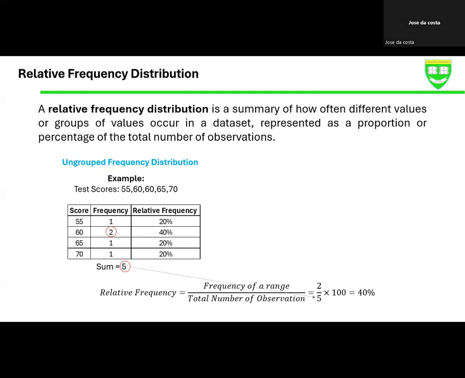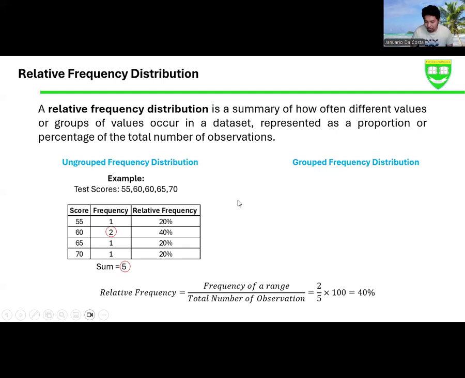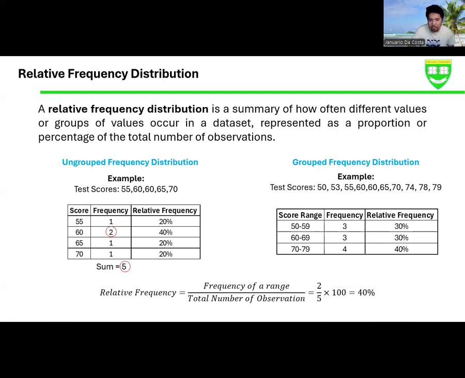Yes, teacher. Now what about the group frequency distribution? The same thing. So you get 3 divided by 10, you get 30%. This is also 3 divided by 10, you get 30%. This is 4 divided by 10, you get 40%. That's a group. So that is a relative frequency distribution. So far, you know about frequency distribution, and you know about relative frequency distribution. Okay?